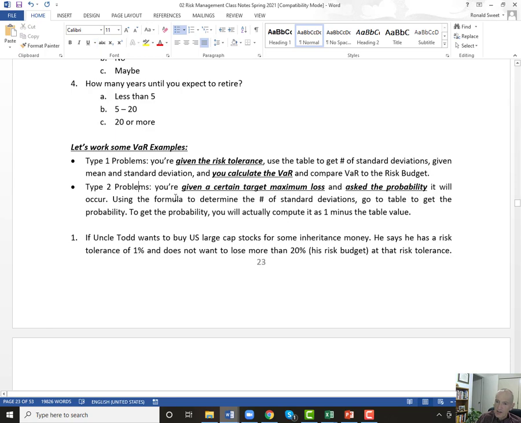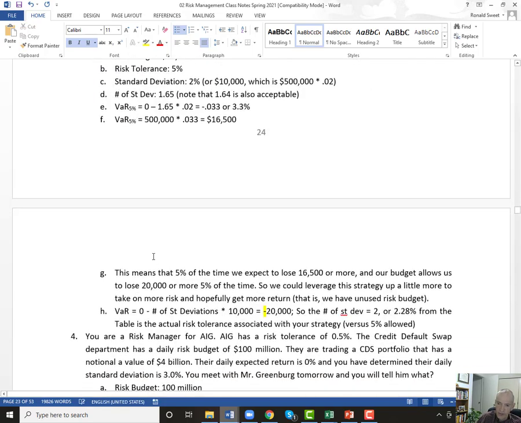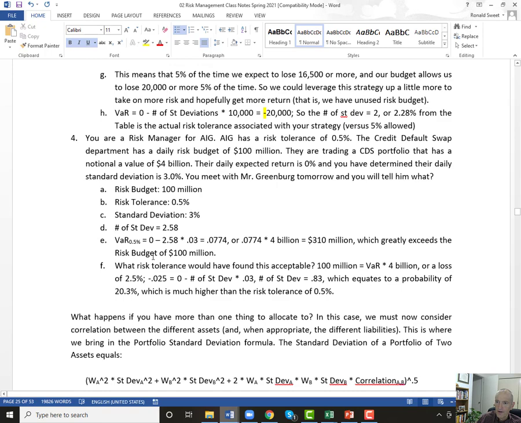The second one is your boss says, okay, well, it doesn't meet my risk tolerance, but what risk tolerance would it have? And then you have to back into that. And the other thing, you need to be able to switch between percents and dollars. If you can do all 4 of those combinations, the VAR in dollars or percents, figuring out the risk tolerance in dollars or percents, if you can do those 4 things, then you're good on these basic kinds of problems. And hopefully this is good review from what you've done before.